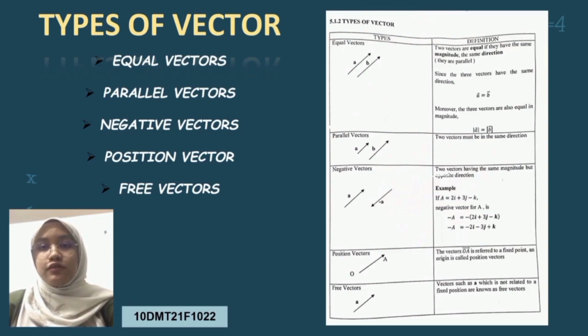The definition for parallel vector is that two vectors must be in the same direction. The definition for negative vector is two vectors having the same magnitude but opposite direction. Position vector. The definition is that the vector OA, referred to a fixed point, the origin, is called a position vector. The definition for free vector is that vectors such as A, which are not related to a fixed position, are known as free vector.